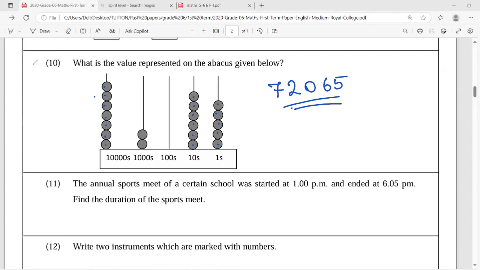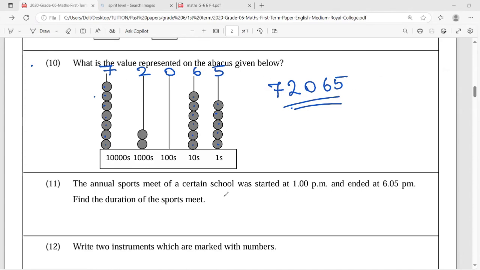If you have any doubts, you can write it just like this also, right? You can write here 7, 2, 0, 6, 5. And if you write like this, you can get the answer, right?